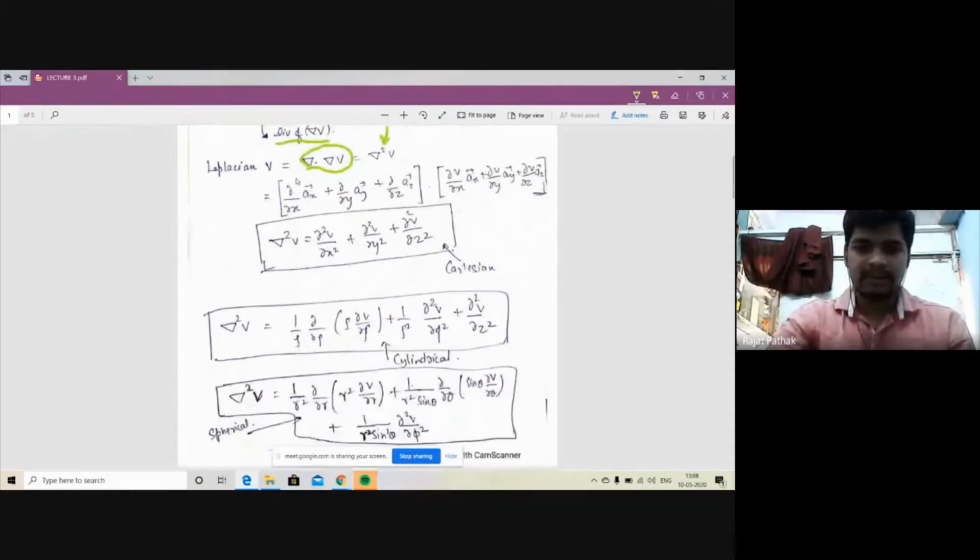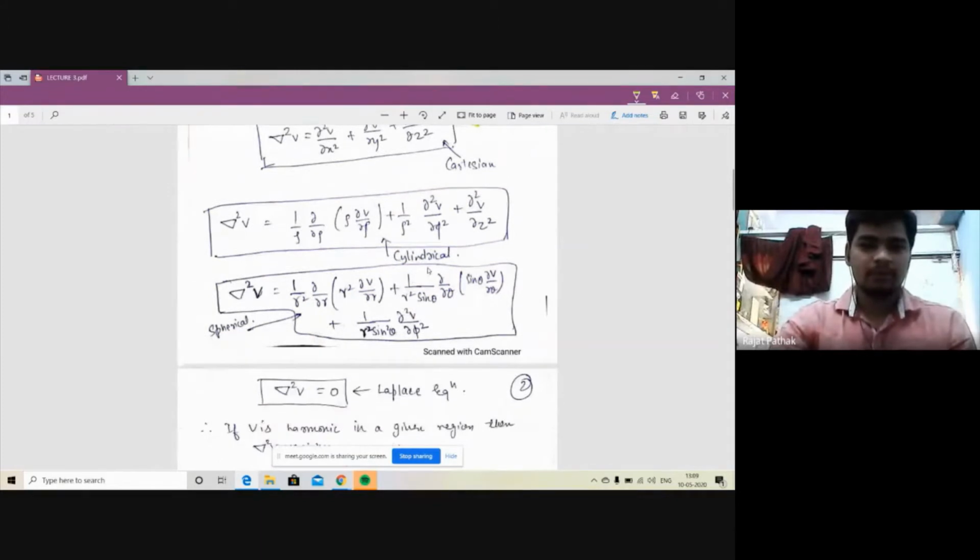So del is dou by dou x ax vector plus dou by dou y ay vector plus dou by dou z az vector, and we do the dot product with del V. Del V is the gradient: dou V by dou x ax vector plus dou V by dou y ay vector plus dou V by dou z az vector. After multiplying, we get del square V equal to dou 2 V by dou x2 plus dou 2 V by dou y2 plus dou 2 V by dou z2. This is in the Cartesian coordinate system.